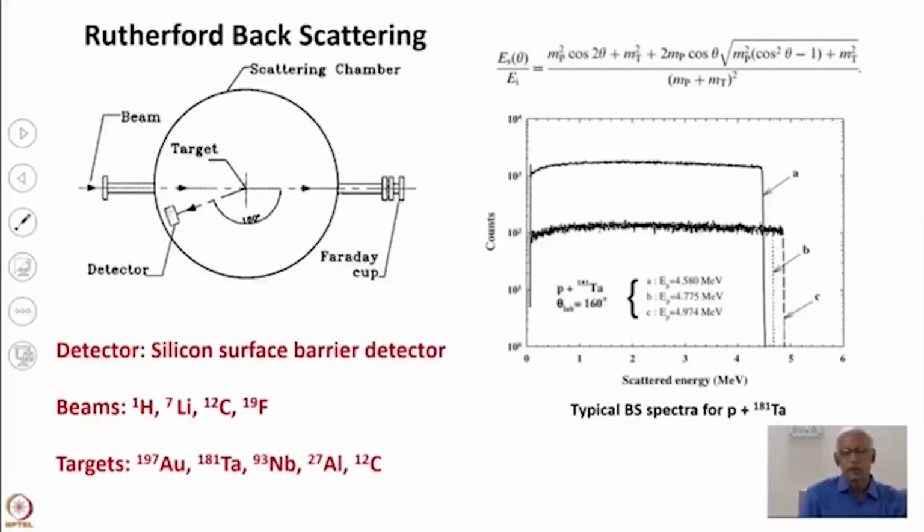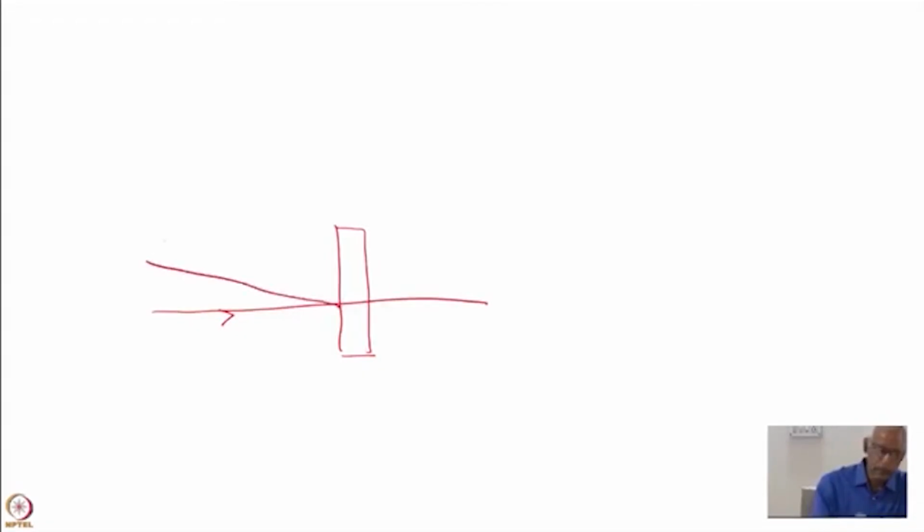Now, as I mentioned earlier, I will take a particular case. Since the energy is well below the Coulomb barrier, this backscattering can be called Rutherford backscattering. In backscattering, you have a target here, and the beam is coming. This is the beam, and you put the detector here, at a very backward angle.